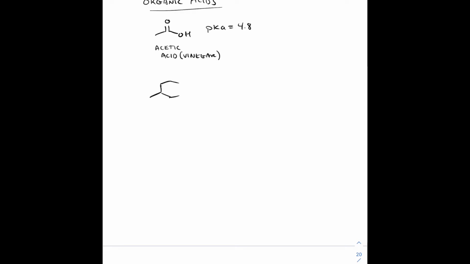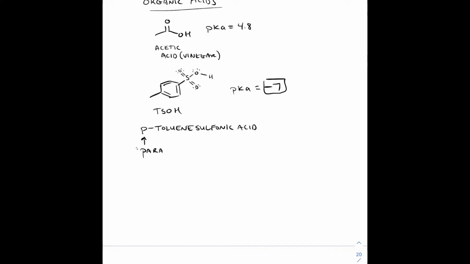Okay, and then we've got this guy right here, which is pretty fancy. It's similar to sulfuric acid in that it's got a sulfur in there with an OH on it. It's got a pKa of -7, and it's abbreviated as TsOH, and the name of it is p-toluenesulfonic acid. That P stands for para, so it's para-toluenesulfonic acid.